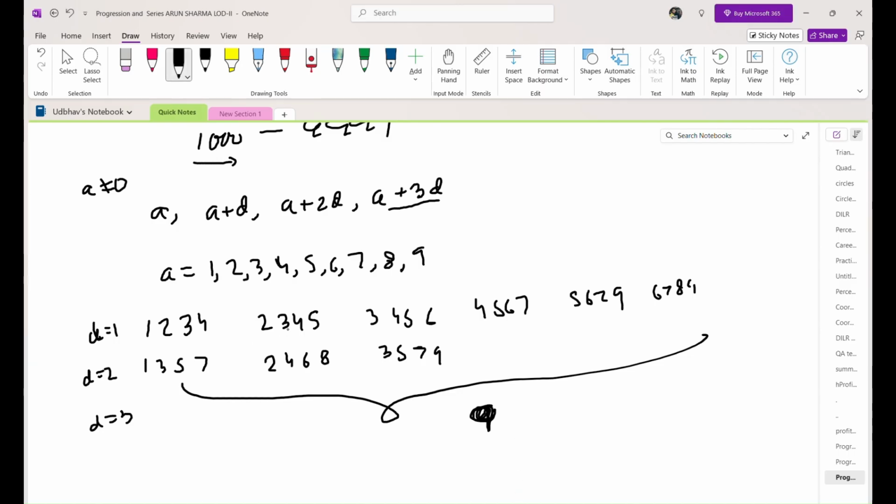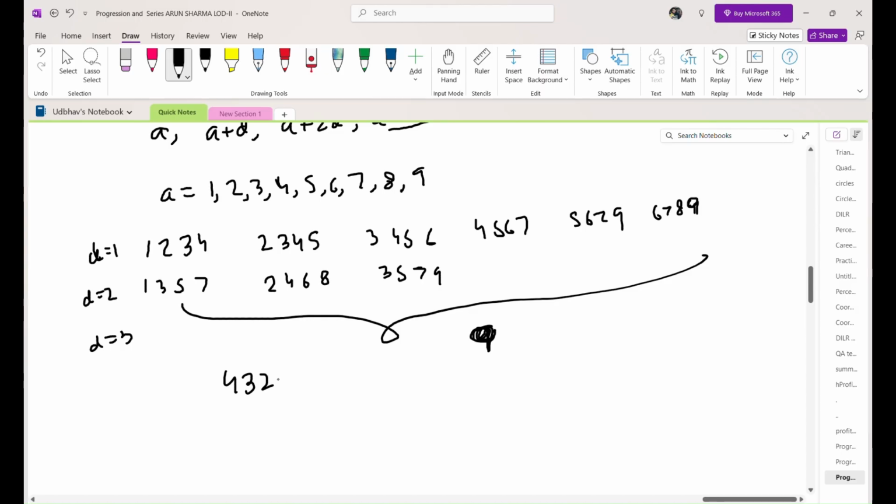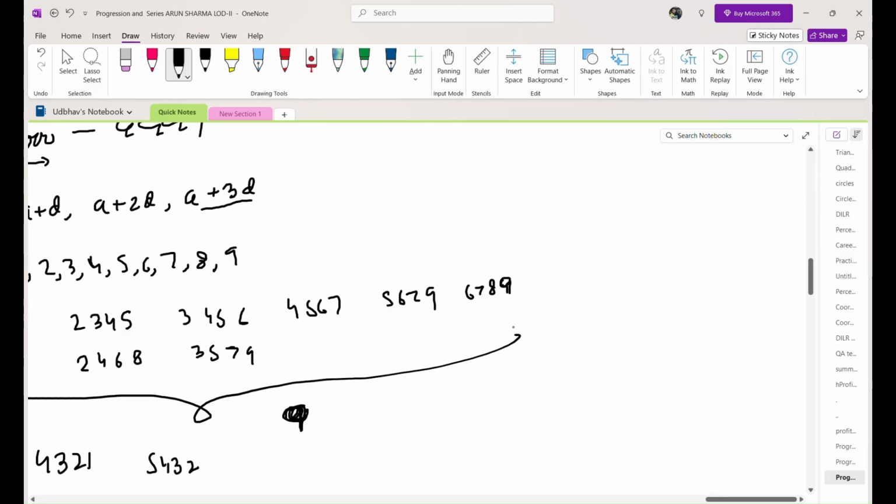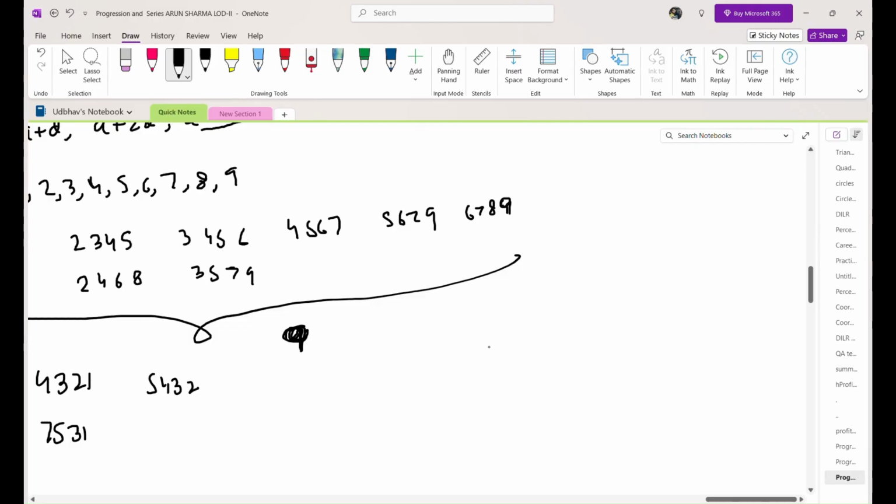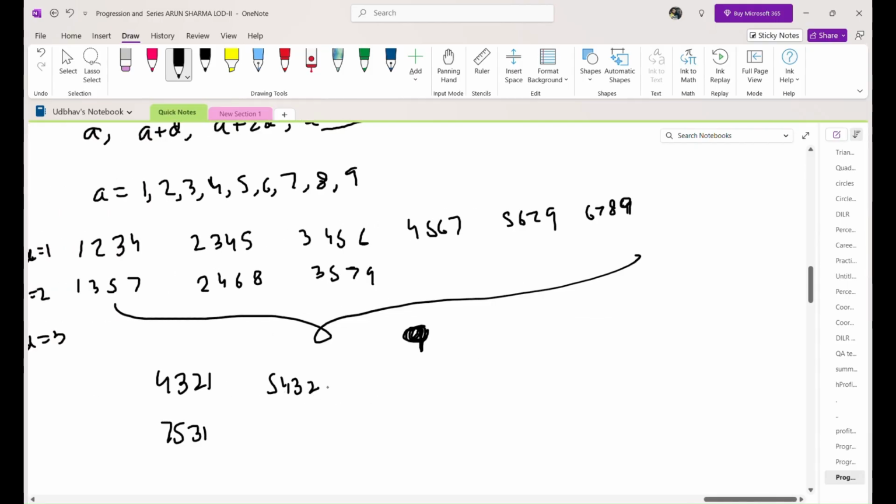Oh, okay, we can reverse them also. 1, 2, 3, 4 and 4, 3, 2, 1 will also be a number. 1, 3, 5, 7 and 7, 5, 3, 1. 2, 3, 4, 5 and 5, 4, 3, 2. 2, 4, 6, 8 and 8, 6, 4, 2.